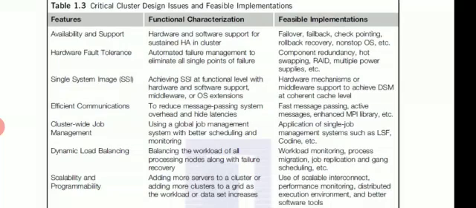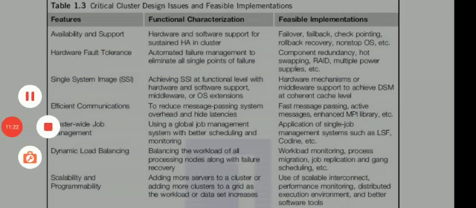Second one is hardware fault tolerance. The functional characterization is automated failure management to eliminate all single points of failure. The feasible implementation is component redundancy and hot swapping, RAID disk arrays, and multiple power supplies, etc. These are the features of clusters.